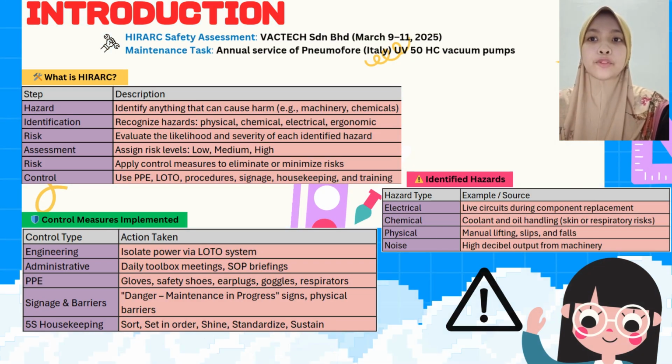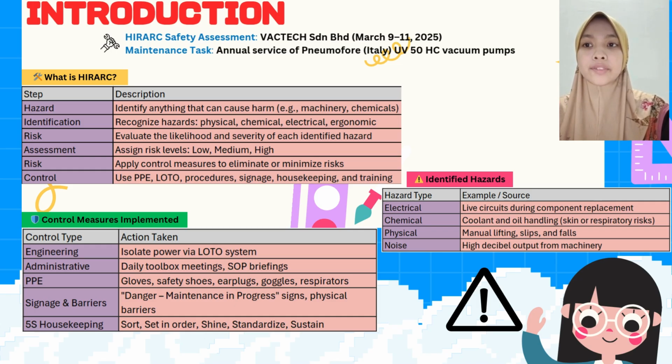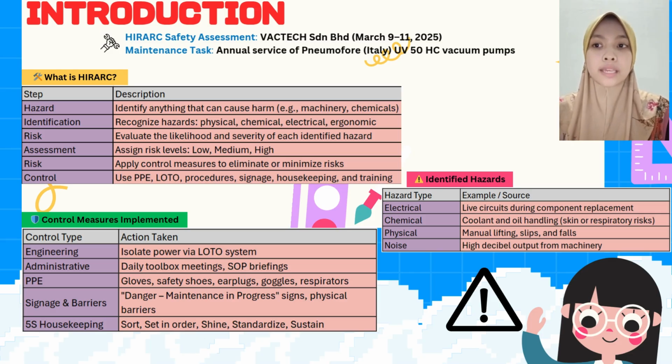Okay, introduction for HIRARC safety assessment. We did it at Hectech Sedia Berhad from 9 March until 11 March 2025. The maintenance task is the annual service of the pneumatic UV 50 HV vacuum pump. What is HIRARC? HIRARC is hazard identification, risk assessment and risk control.